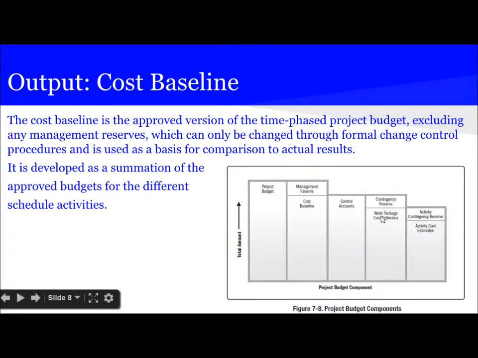So here we can see that work package cost estimate consists of activity contingency reserve plus activity cost estimate, and then control account consists of contingency reserve plus work package estimates. Then cost baseline includes control accounts, and project budget includes management reserve plus cost baseline. So in short, we can say that my project budget consists of cost baseline plus management reserve, and cost baseline consists of contingency reserve and cost estimates for the packages.